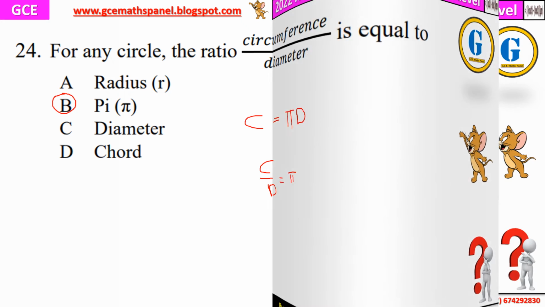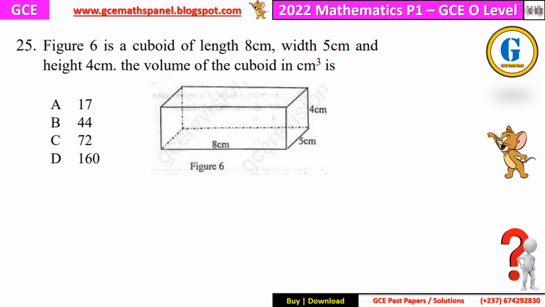Question 25. Figure 6 is a cuboid of length 8 centimeters, width 5 centimeters, and height 4 centimeters. What's the volume of the cuboid? A cuboid is something like a sugar carton, the one sold in Cameroon. So the volume is length times width times height.